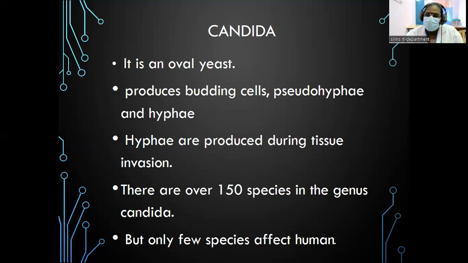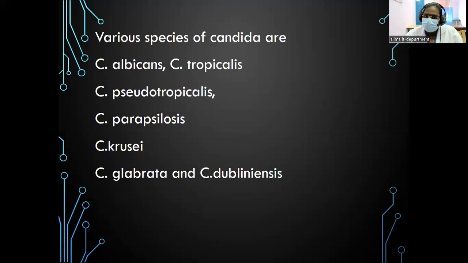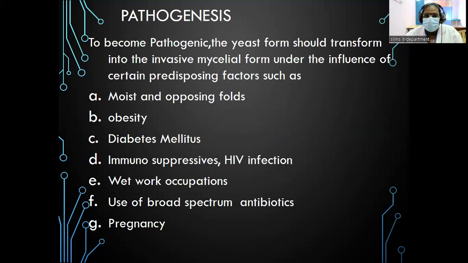There are more than 150 species in the genus Candida, but only a few species affect human beings. Among them, the commonest are Candida albicans, Candida tropicalis, Candida parapsilosis, krusei, glabrata, guilliermondii, dubliniensis, pseudotropicalis. So many. At UG level, Candida albicans is the important one.